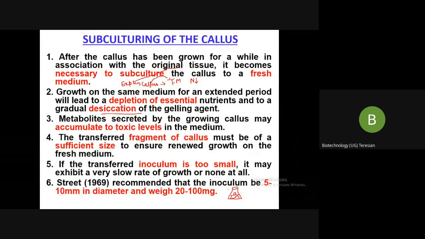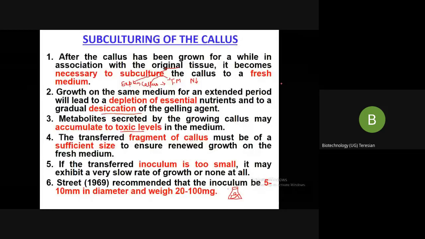But what happens if they are over-secreted in that same media? It leads to a toxic level. The metabolites are being produced by the plant and you are not removing them. So these metabolites accumulate in your media and reach a level such that it becomes toxic to your own callus. That is why I go for a fresh media.